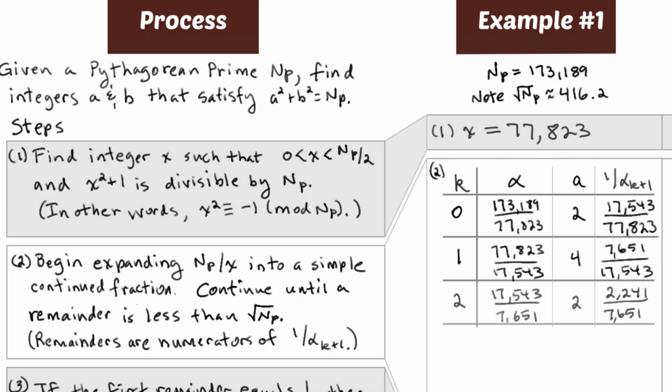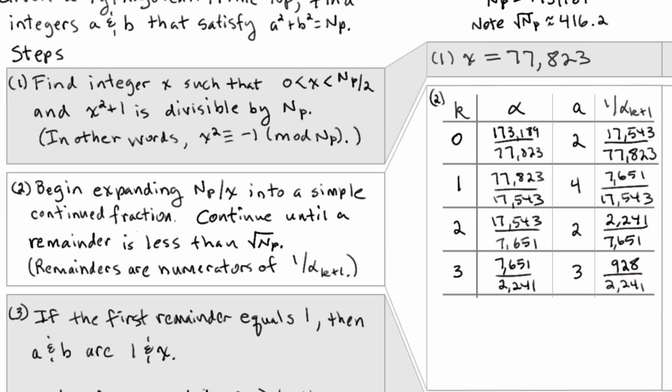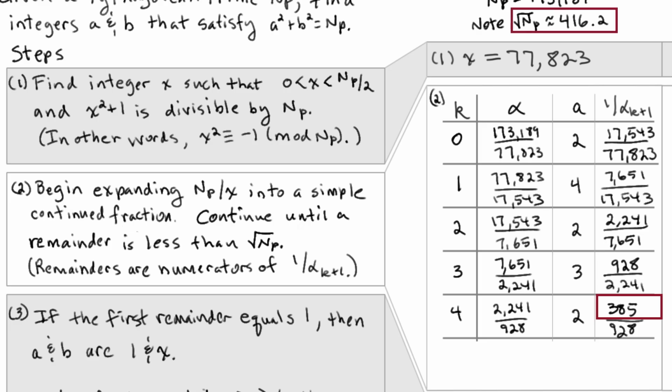When k equals 2, the assessment is the same. The remainder is not less than the square root of n sub p, so we keep going. When k equals 3, same thing. Notice the remainders, these numerators, are getting smaller and smaller in each row. And when we get to the row for k equals 4, the remainder is less than the square root of n sub p. This value, 385, is less than this one, 416.2. We could stop here, but in step 3, we'll need one more row, so let's just add it now.